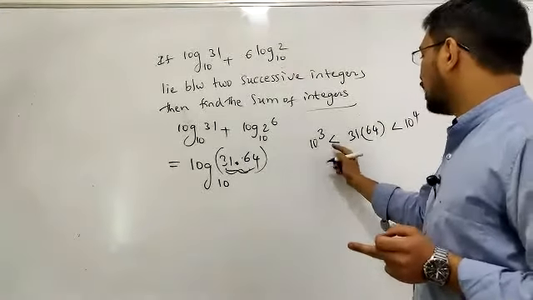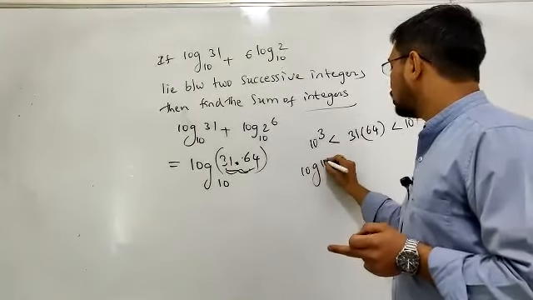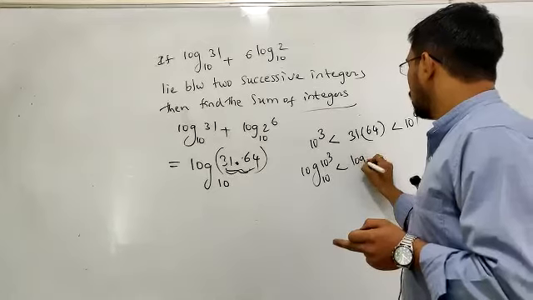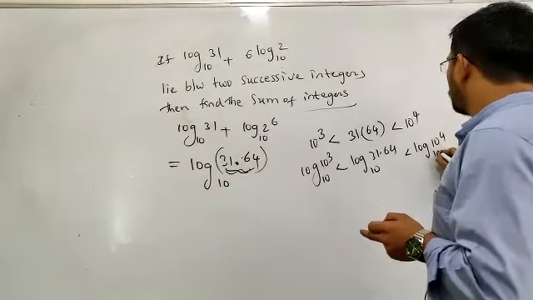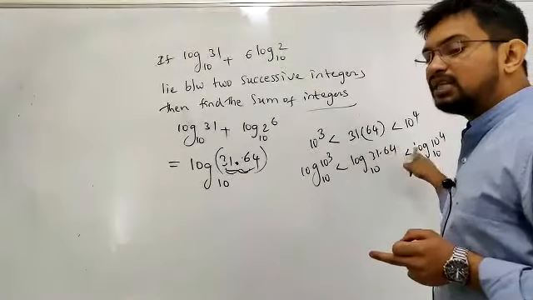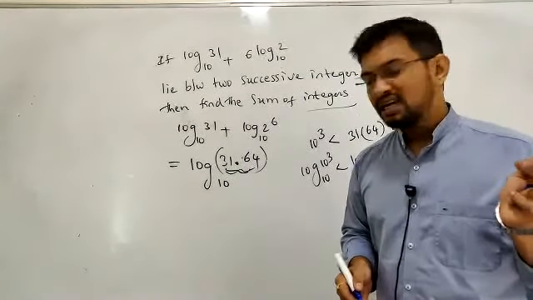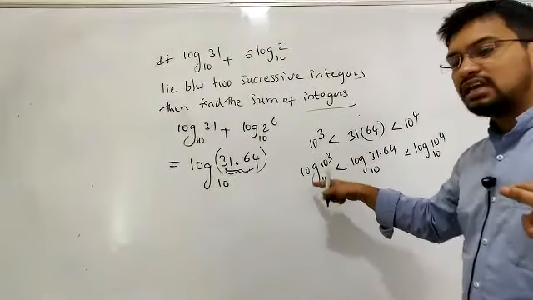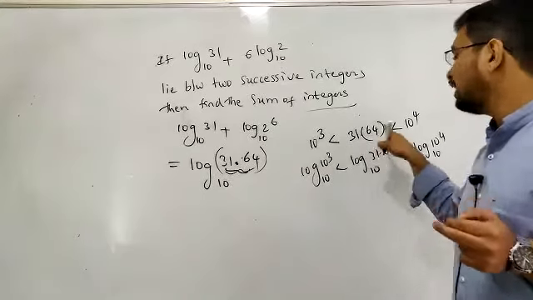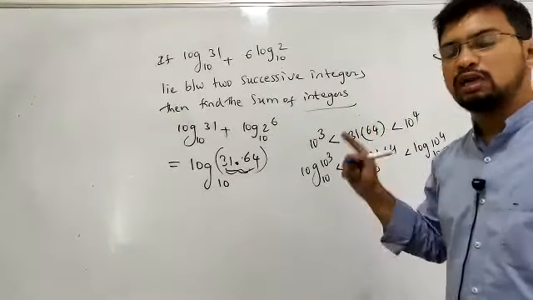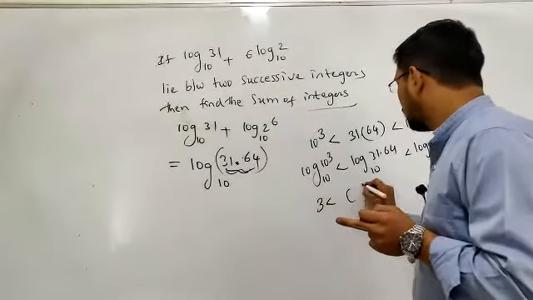So now apply log throughout this inequality. You'll get log 10 cube to the base 10 is less than log 31 into 64 to the base 10 is less than log 10 power 4 to the base 10. The reason I'm keeping this inequality as it is: if the base is 10, this is a strictly increasing function, directly proportional type of thing. So the inequality stays intact, not reversed, because I'm taking a base which is greater than 1. So your final answer will be 3 is less than this value is less than 4.